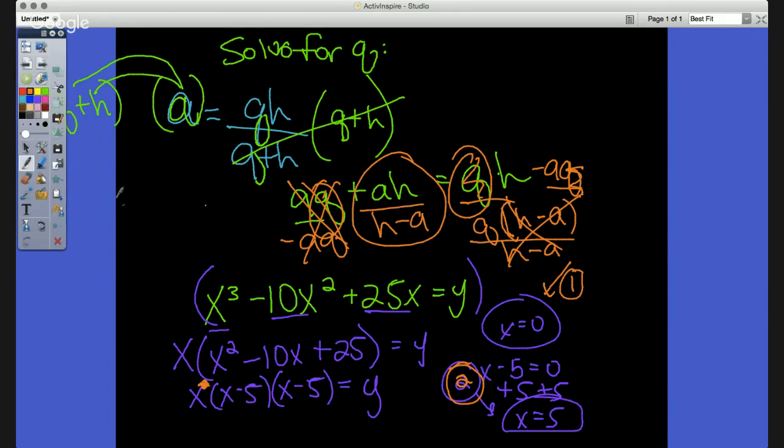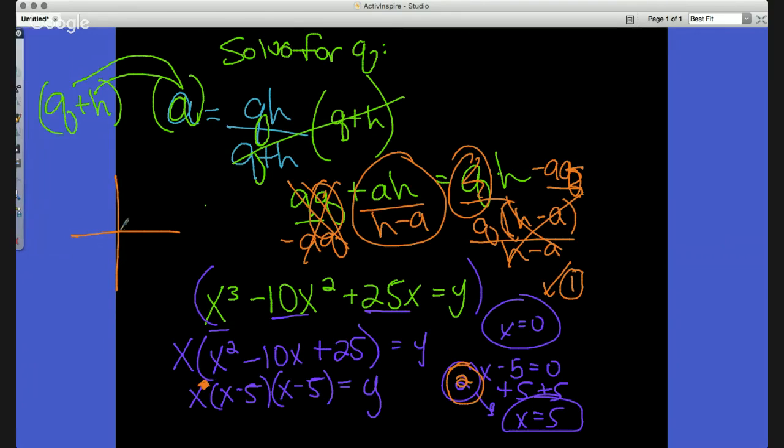So what happens is this: we don't know exactly what the graph looks like, but at 0, we know we're going to go through it. Why? Because we have an odd multiplicity. And at 5, we're going to touch and return. Why is that? Well, because it is an even multiplicity. So we can assume that on those graphs, if it's even, it touches and returns at that zero, and if it's odd, it goes straight through.